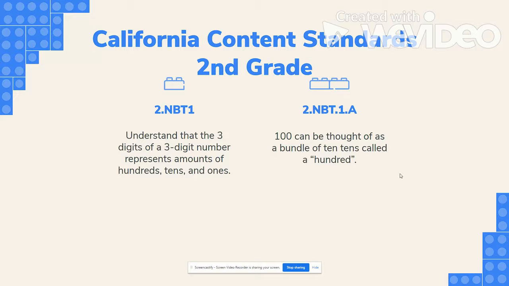The standards that we're going to address in our lessons are 2.NBT.1, which is where students will understand that the 3 digits of a 3-digit number represent the amounts of hundreds, tens, and ones. The next standard is 2.NBT.1.A, which says that 100 can be thought of as a bundle of tens called a 100.